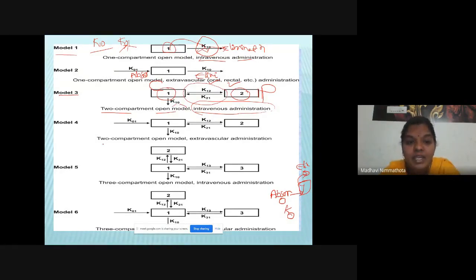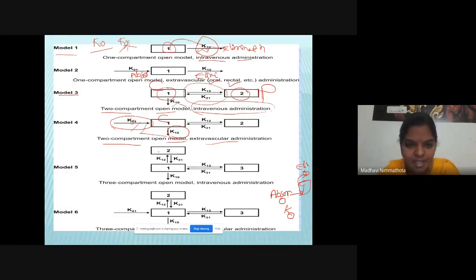Then the two compartment open model with extravascular administration. Same two compartments, and the drug is transported between 1 to 2 or 2 to 1. Here it will be elimination and here it will be absorption. As I told you earlier, both absorption and elimination occur from which compartment? The central compartment. This is the absorption 0, 1, and here elimination. Both phenomena occur from the central compartment only, because we have highly perfused tissues in the central compartment.